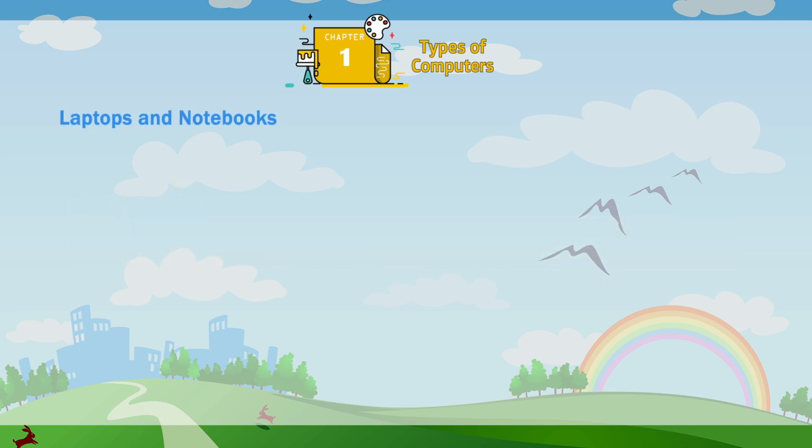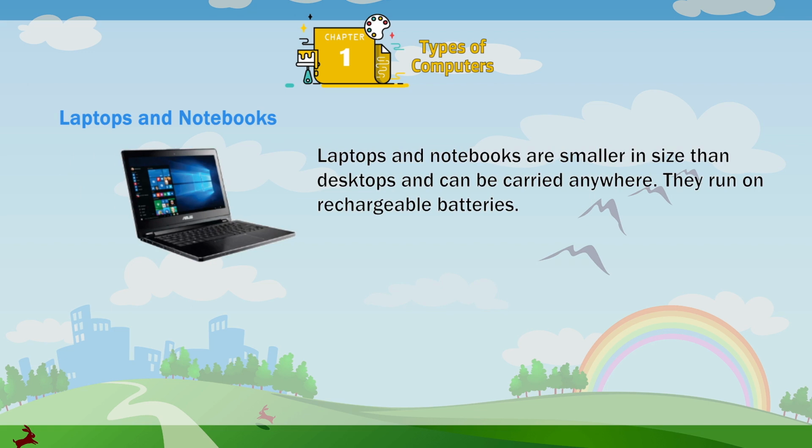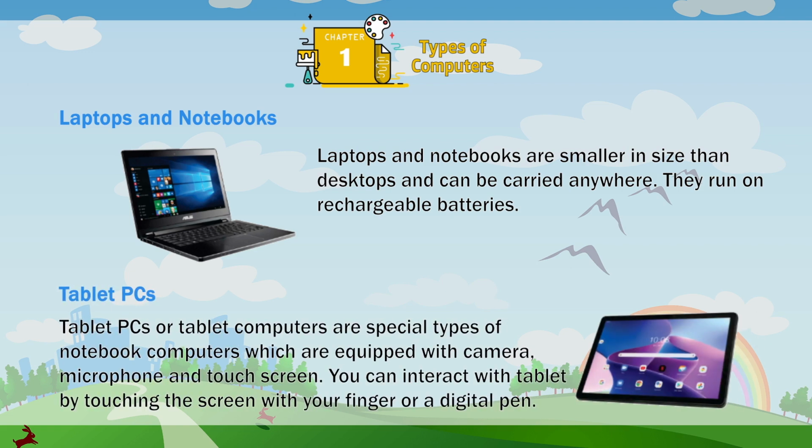Laptops and notebooks. Laptops and notebooks are smaller in size than desktops and can be carried anywhere. They run on rechargeable batteries. Tablet PCs. Tablet PCs or tablet computers are special types of notebook computers which are equipped with camera, microphone, and touchscreen. You can interact with a tablet by touching the screen with your finger or a digital pen.